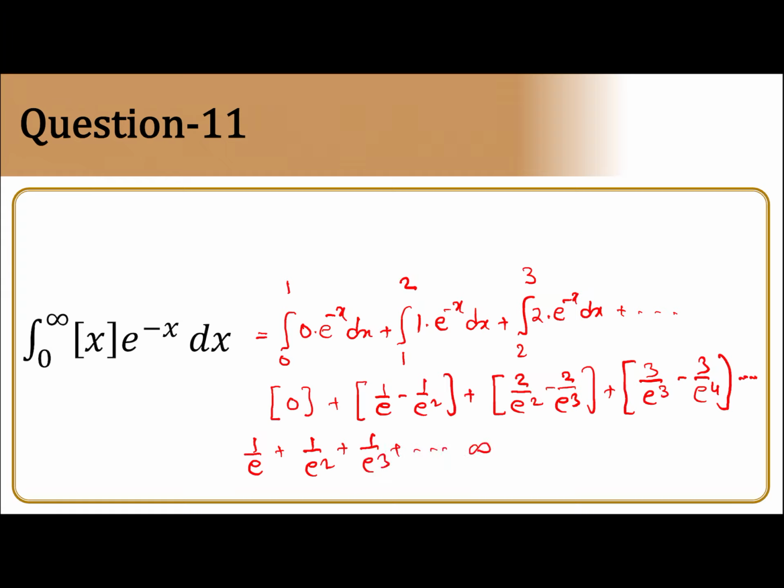So see another concept. Here greatest integer concept as well as infinite series. Then summation of infinite series, very carefully. This is a common ratio. So what is the formula I used? S infinity is equal to a by 1 minus r. So you get how much? 1 by e divided by 1 minus 1 by e. We get 1 by (e minus 1).